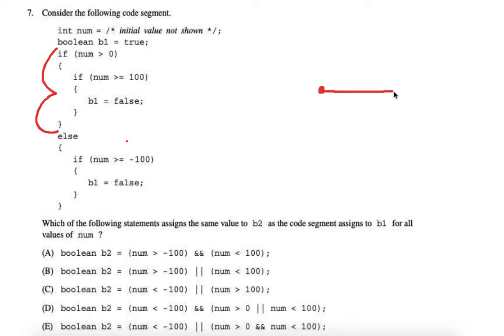So imagine that on a number line. All the values of num which are greater than or equal to 100.